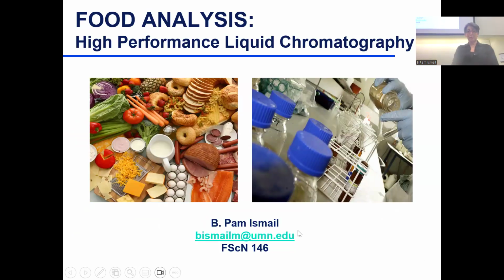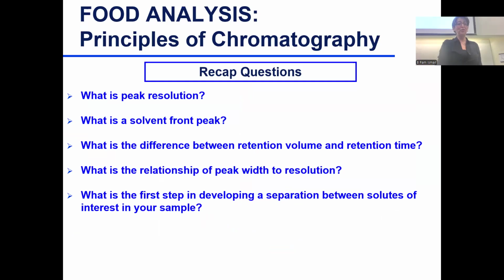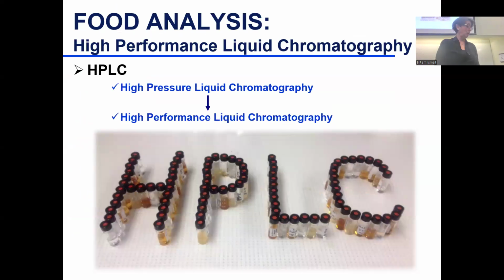High performance liquid chromatography is the last bit of chromatography I have for you before moving on to a different topic. And you're already pros now in high performance chromatography, thanks to Andressa, no?